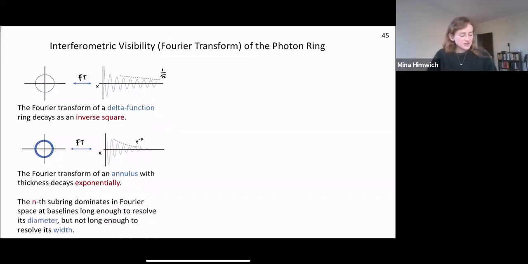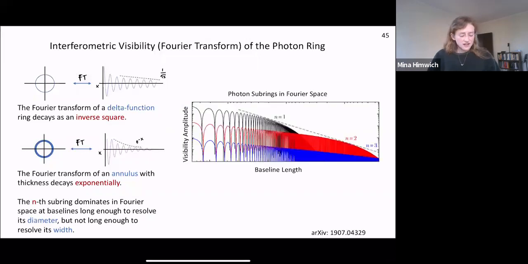And this means that the signal that corresponds to a certain subring will dominate in Fourier space at baselines that are long enough to resolve the diameter of the subring, but not its width. And this is what's being shown on this plot on the right. So the signal from the n=1 subring will dominate in Fourier space while it has this inverse square decay. I really hope there's not too much feedback from this truck that's outside my house.